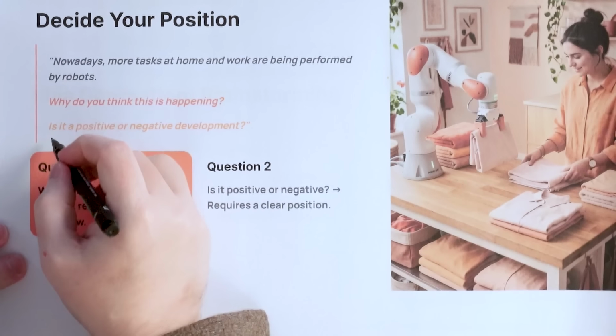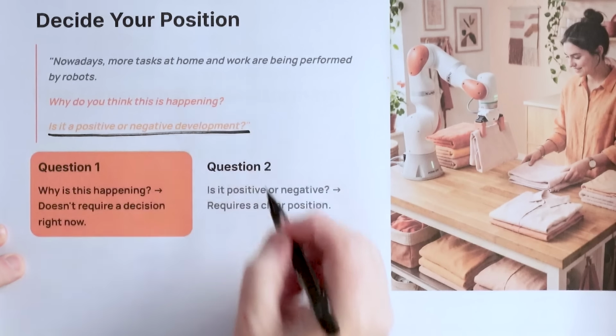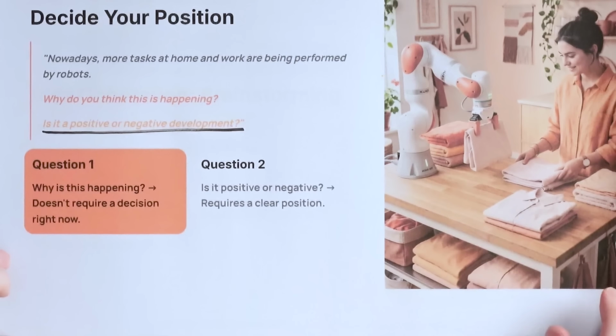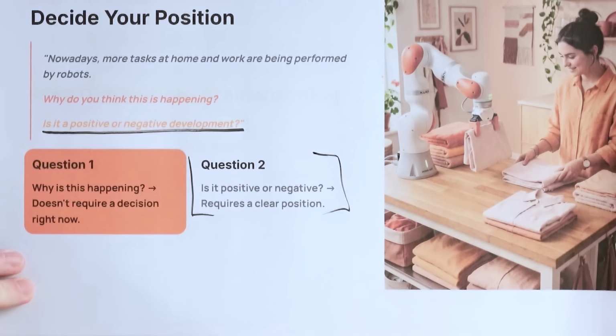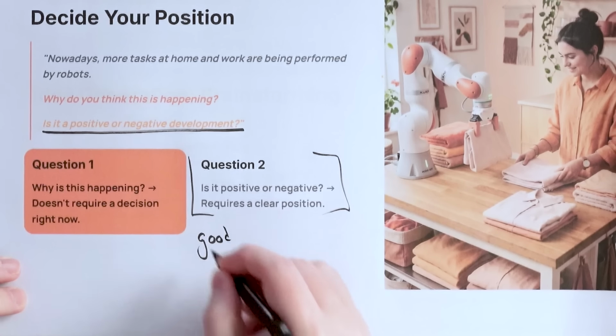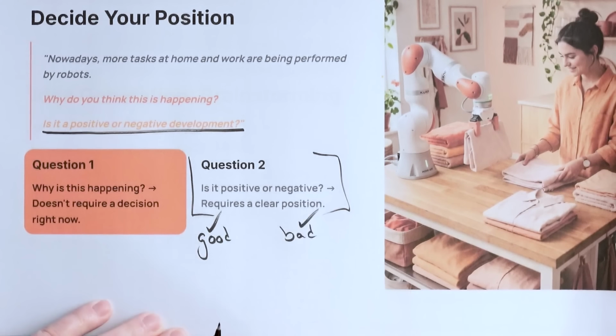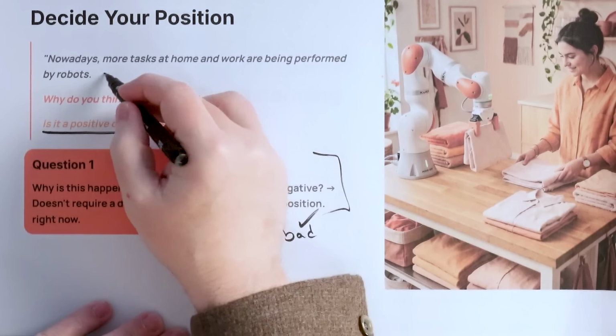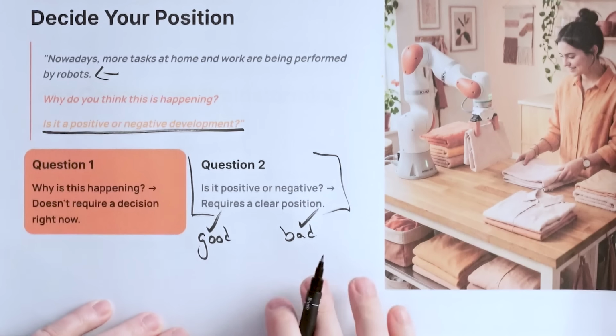So let's look at a sample using our question. So we're going to focus in on the question, which is, is it a positive or negative development? Just a fancy way of saying, is it a good or a bad thing? So this requires you to take a position and keep it super simple. Either say, I think it's good or I think it's bad. Look at the question, think about it. Which one is easier to write about?